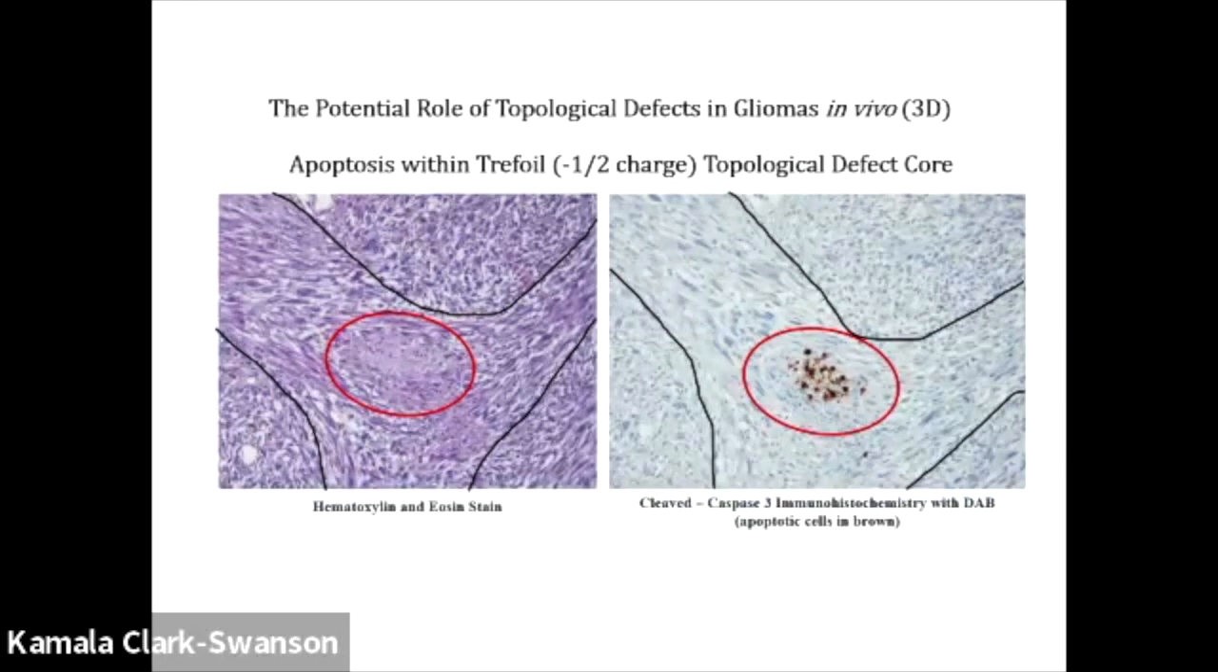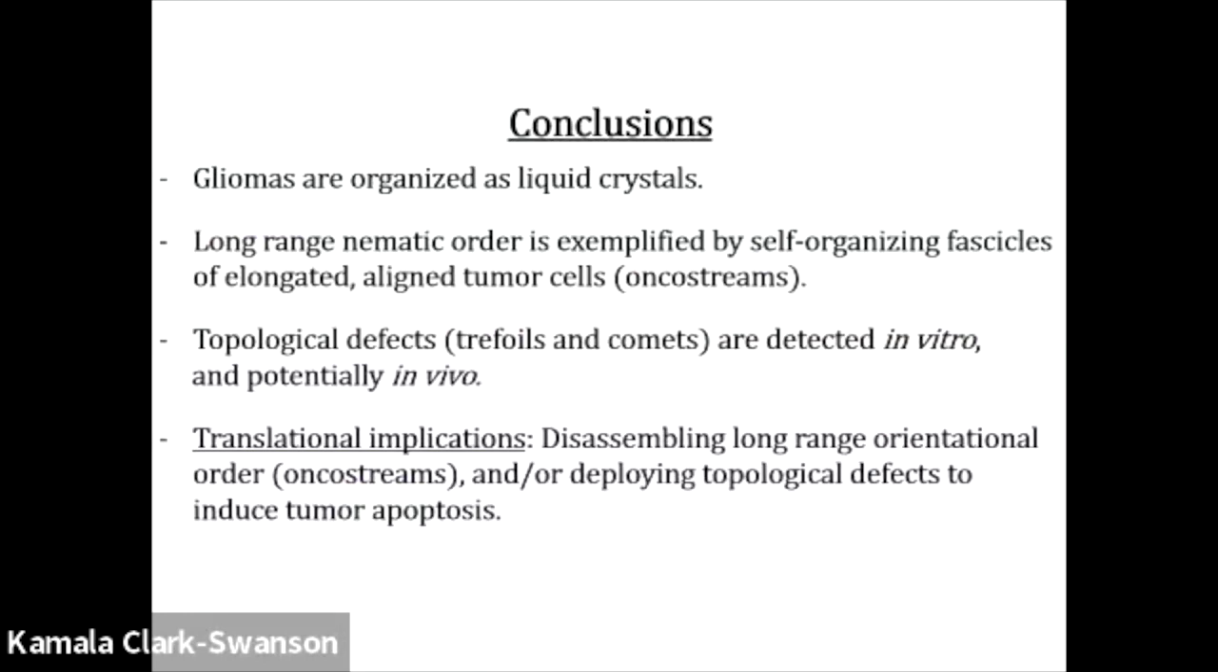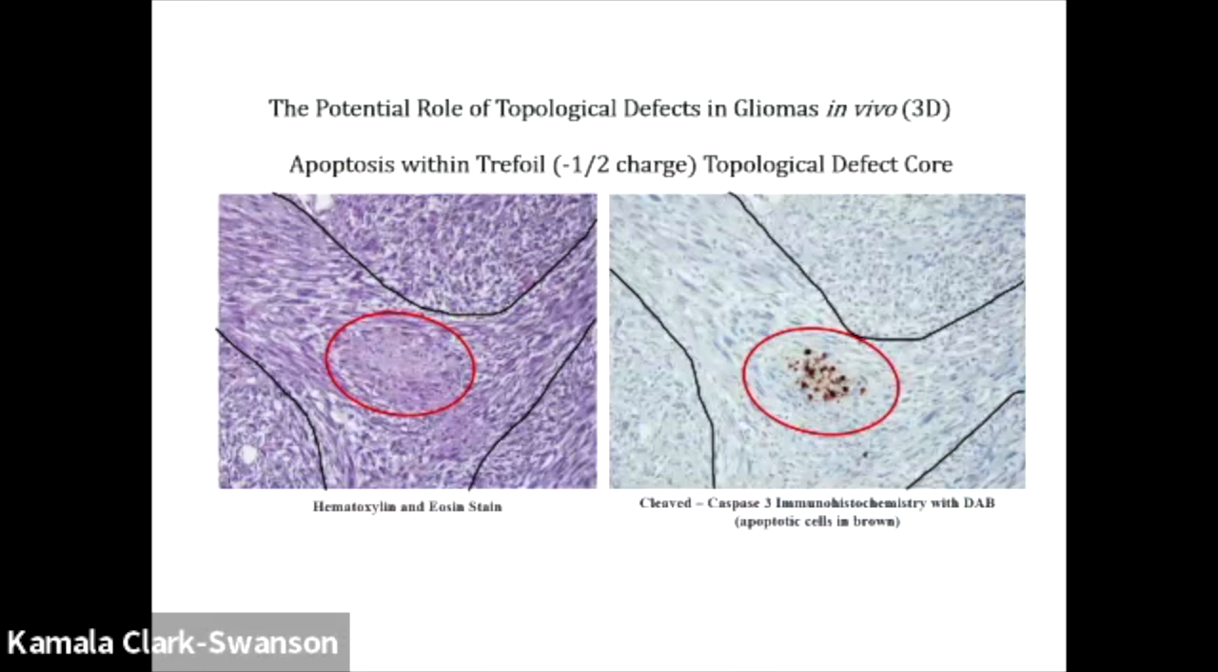Does this happen in vivo? Looking at the topological defects in vivo is incredibly complicated, and we are working on that with Carlos Blanc Mercader. But here you have an image which looks very much like a -1/2 topological defect or trefoil, and right in the center you have a number of cells that were labeled with cleaved caspase 3 to look for apoptosis.